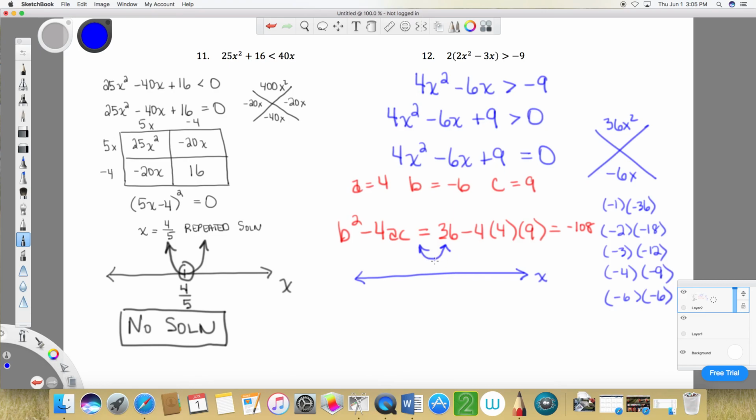Hey, the solution set here is all real numbers. Any number that you want to pick. Doesn't matter how big, how small, whether it's a fraction or not a fraction. Plug it in and do this arithmetic, and I guarantee you it's going to be a positive number and not a negative number. So my solution set here is from negative infinity to positive infinity, because every number on this number line, when we graph this parabola, it's entirely above the x-axis.